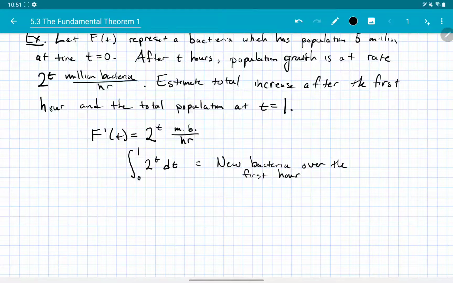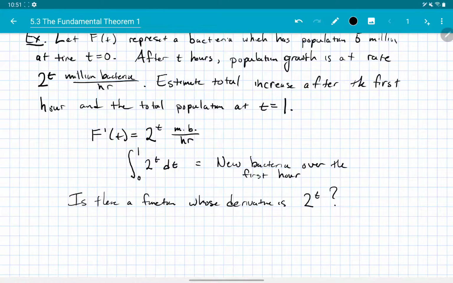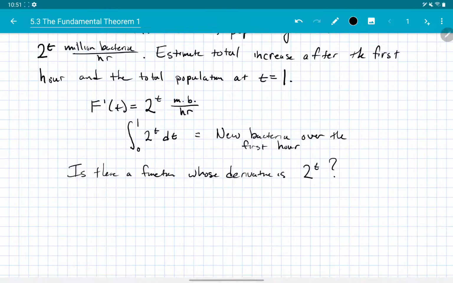Now, the question is, is there a function whose derivative is 2 to the T? If we could find such a function, then we would be able to calculate what this new bacteria over the first hour would be. And the answer is yes, there is.